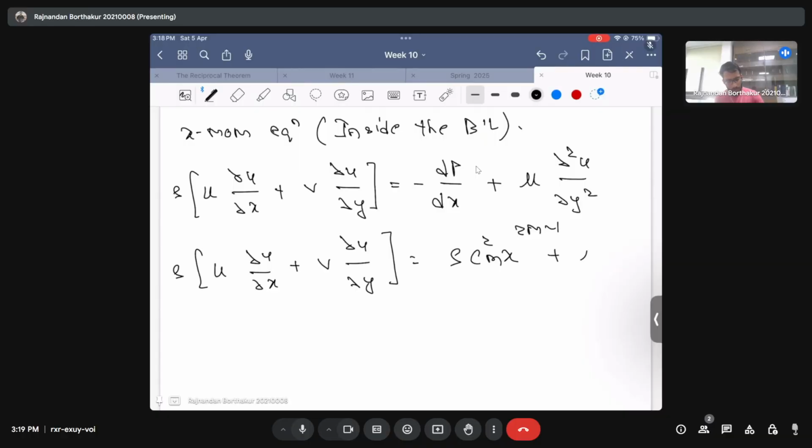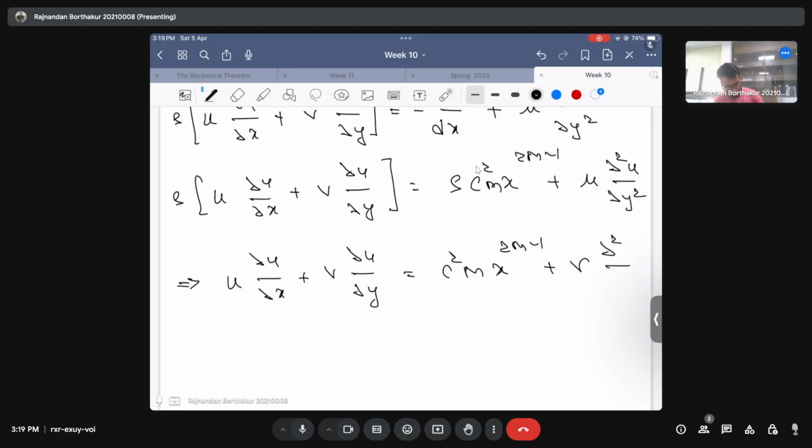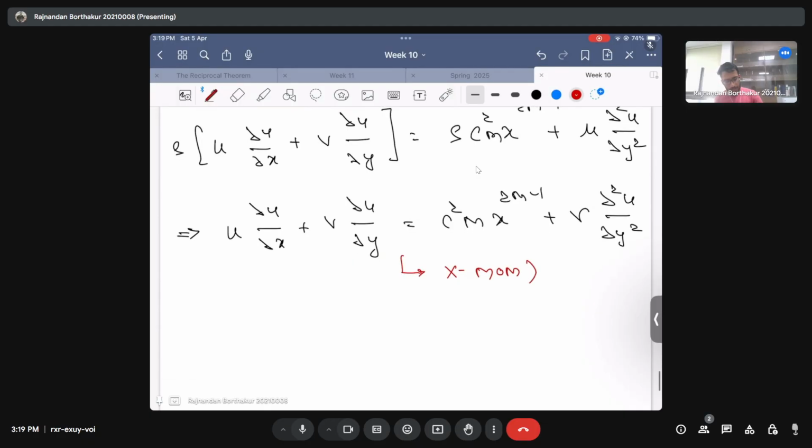And then I have plus of mu times del square u by del y square. So if you just simplify this equation by dividing it by rho, you will just get u times del u by del x plus v times del u by del y. And then this becomes c square m x to the power twice m minus 1 plus mu del square u by del y square. So this is how your x momentum equation can be written in case of wedge flows, or in case of flow over wedges.